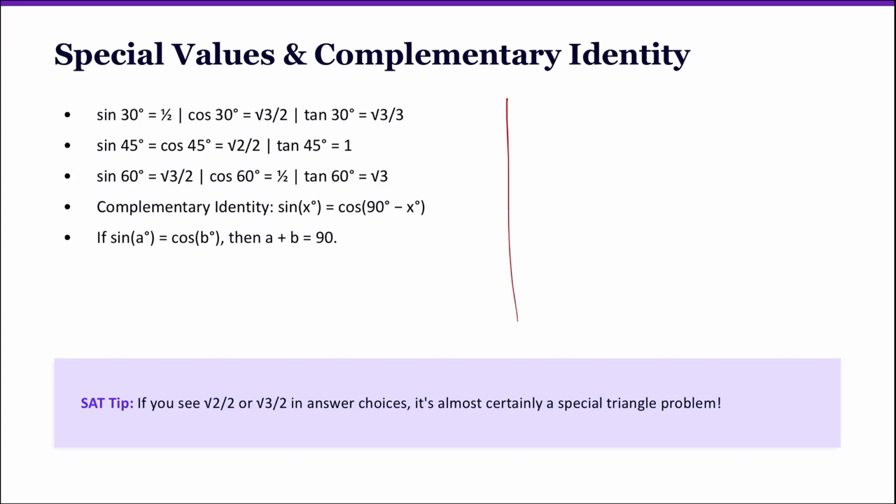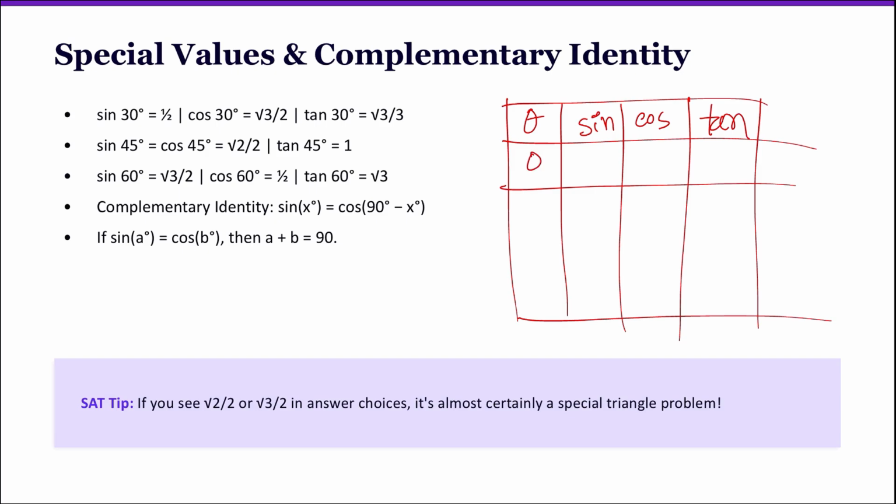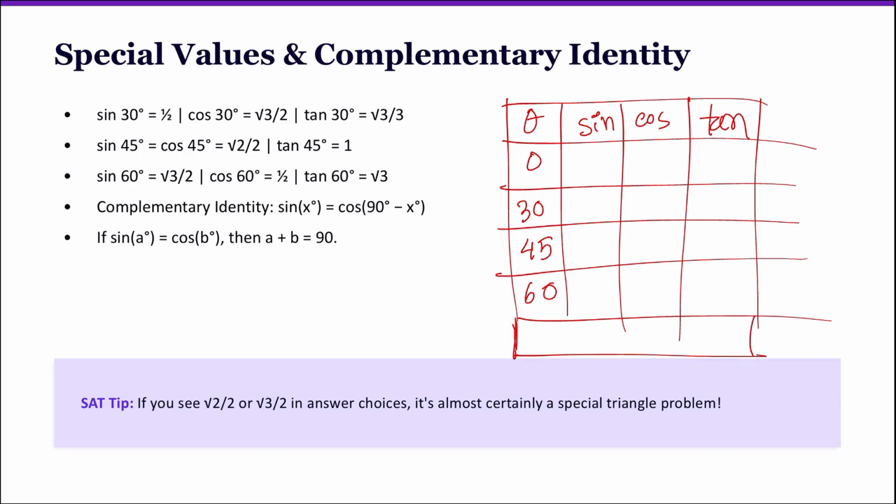The other thing that you should try to commit to memory is some of these special values. And usually for this, I recommend making a little chart. So you can say theta, and then sine, cosine, tangent, and some of the angles that you need to know would be 0, 30, 45, 60, and 90. But most importantly, the middle three. These three you have to know.